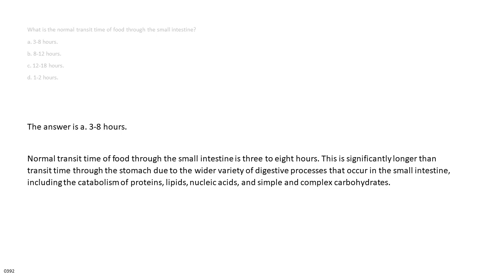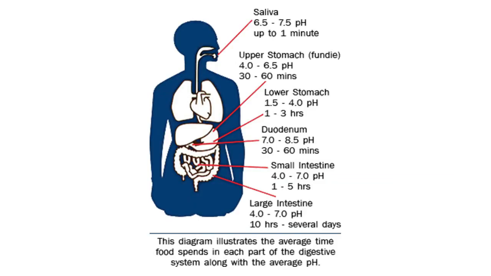Normal transit time of food through the small intestine is 3 to 8 hours. This is significantly longer than transit time through the stomach due to the wider variety of digestive processes that occur in the small intestine, including the catabolism of proteins, lipids, nucleic acids, and simple and complex carbohydrates.